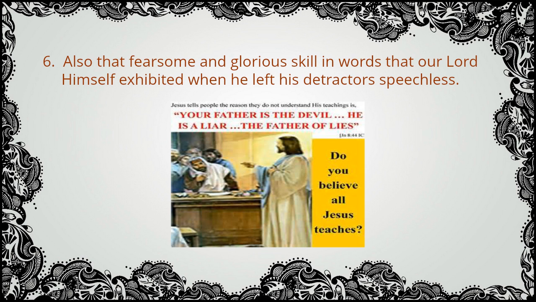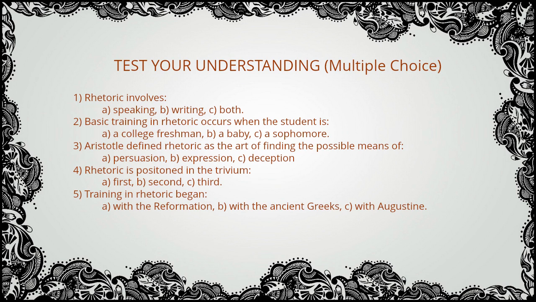Logic and rhetoric. So let's test your understanding, this time with 5 multiple choice questions. Rhetoric involves A, speaking, B, writing, or C, both. 2, classic or basic training in rhetoric occurs when the student is A, a college freshman, B, a baby, or C, a sophomore. 3, Aristotle defined rhetoric as the art of finding the possible means of A, persuasion, B, expression, C, deception. Number 4, rhetoric is positioned in the trivium, A first, B second, or C third. Number 5, training in rhetoric began A with the Reformation, B with the ancient Greeks, or C with Augustine.